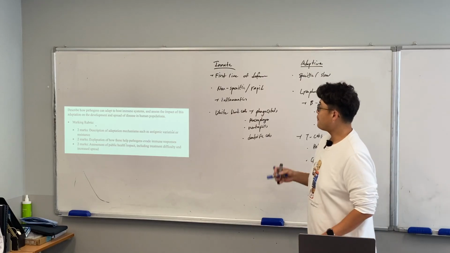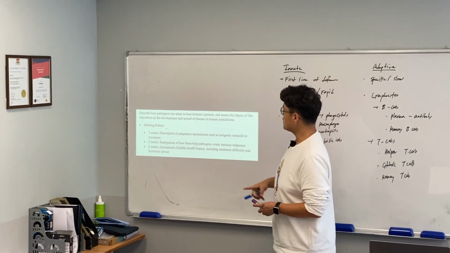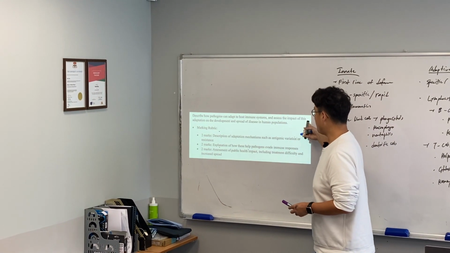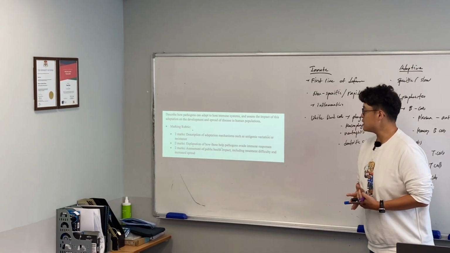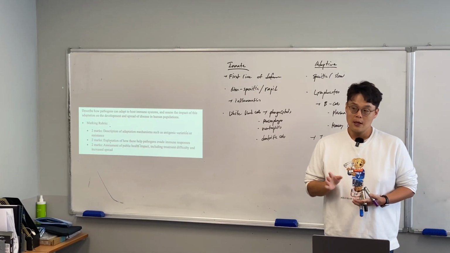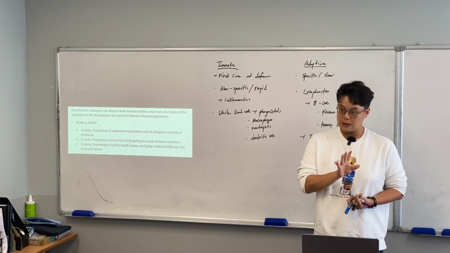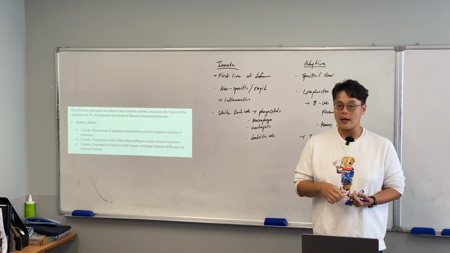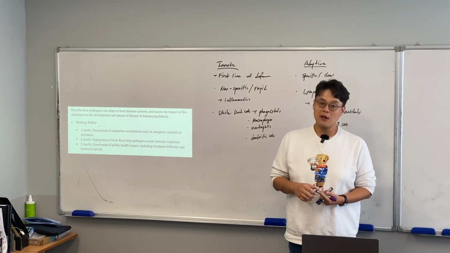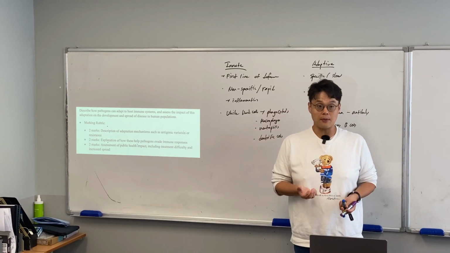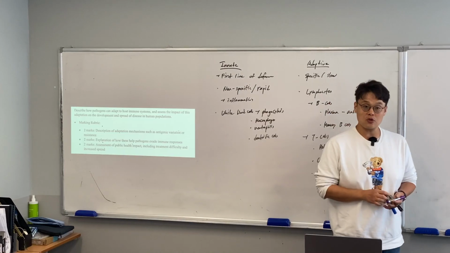Describe how pathogens can adapt to host immune systems and assess the impact of these adaptations on the development and spread of disease in human populations. This is the adaptation part that you need to relate to how the disease gets spread and how pathogens get adapted to it. We covered a little bit of that in chapter 1, in the adaptation of those pathogens too.